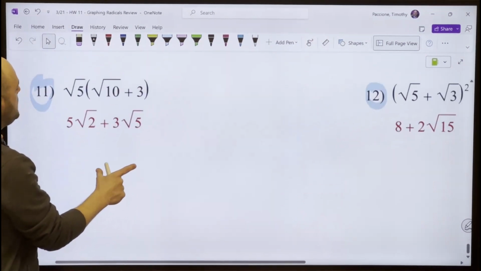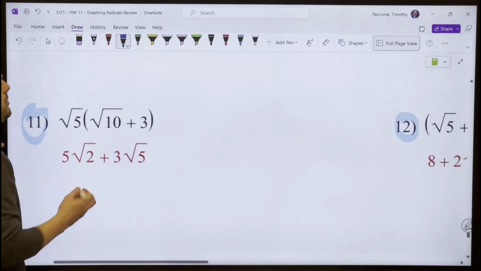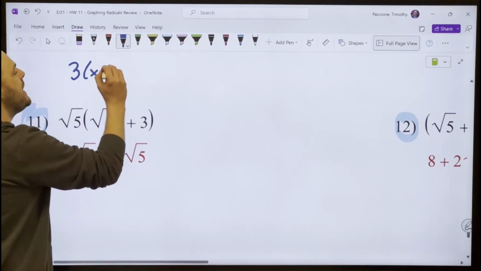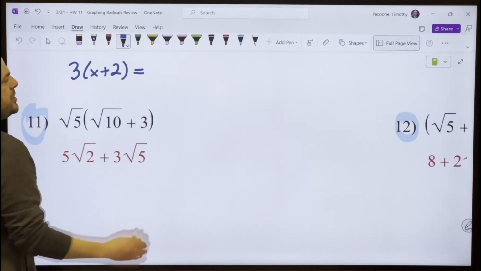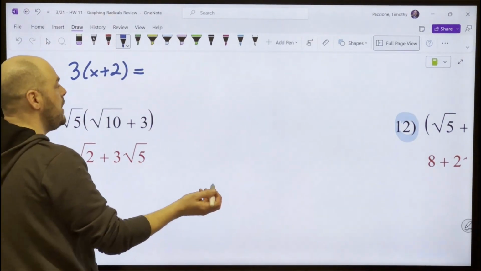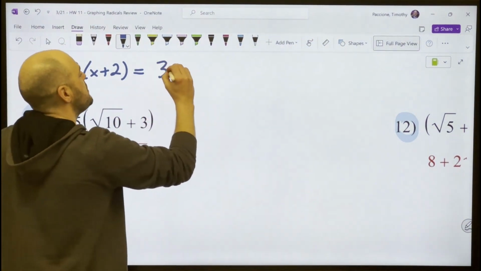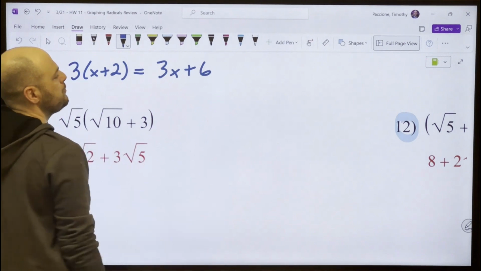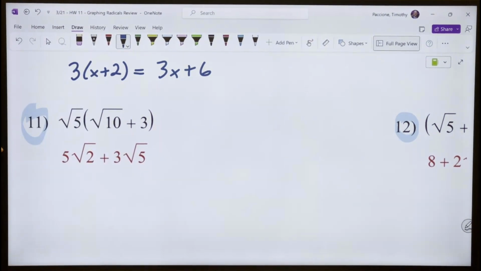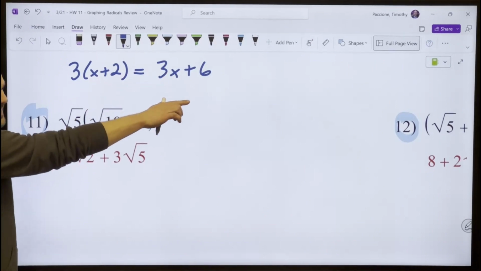All right, number 11. Again, I will give you something that I know you can do. If you had 3 times x plus 2, what would you do? Distribute, and you probably wouldn't even write any math. You'd just go, oh, that's 3x plus 6. I can do that. But what's the math you did in your head? You did 3 times x, it's 3x. 3 times 2 is 6.